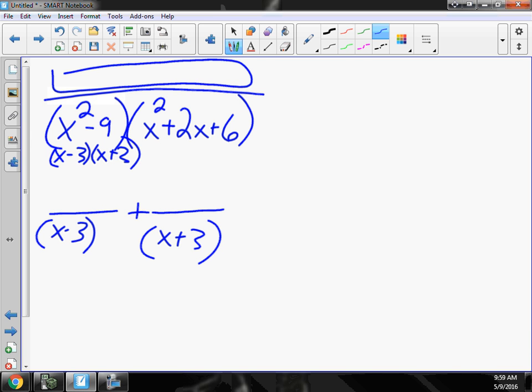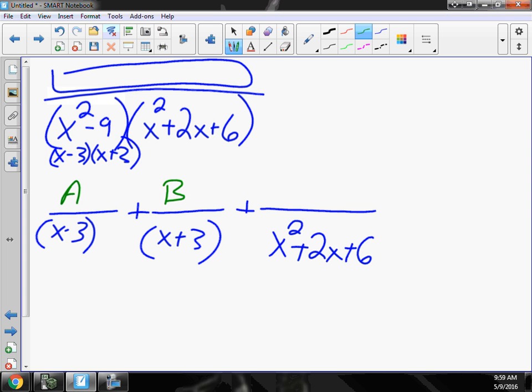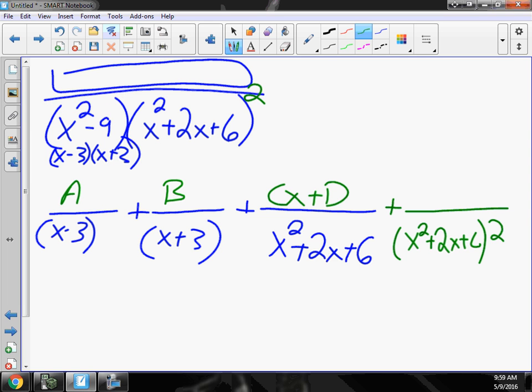And then that last one, does it factor? Are there two numbers that multiply to be 6 and add to be 2? No. So that is a quadratic factor. So this would be A, this would be B, and this would be Cx plus D. Okay? Now, what if I squared this? So now I just have a duplicate quadratic factor, so x squared plus 2x plus 6 squared, and my numerator is still linear, so Ex plus F.